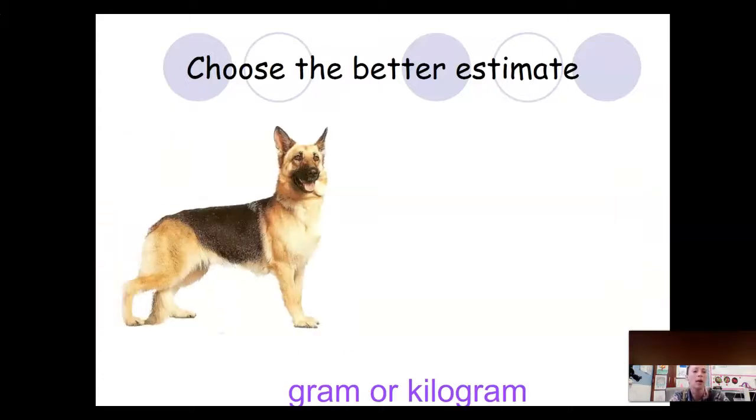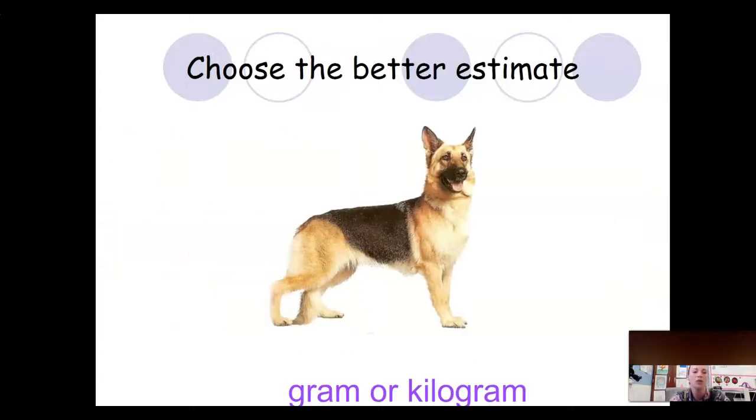All right, what about a dog? What would you measure the dog in? Grams or kilograms? You would measure the dog in kilograms. Kilograms is a bigger measure, and so you would measure the dog in kilograms.